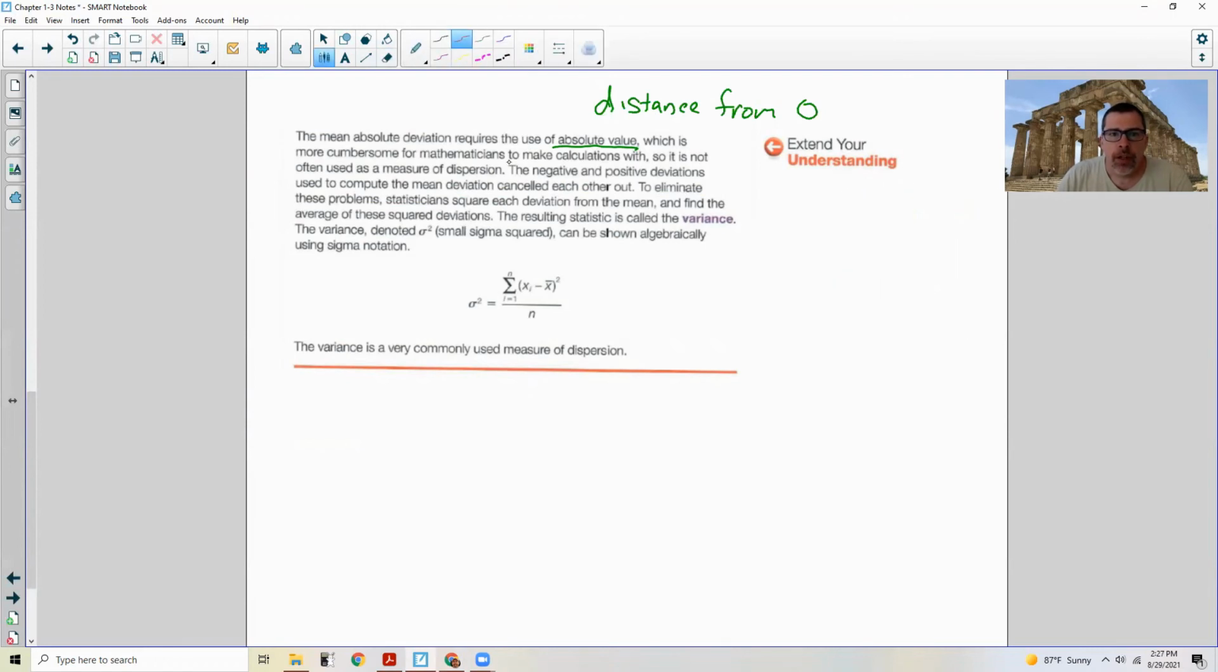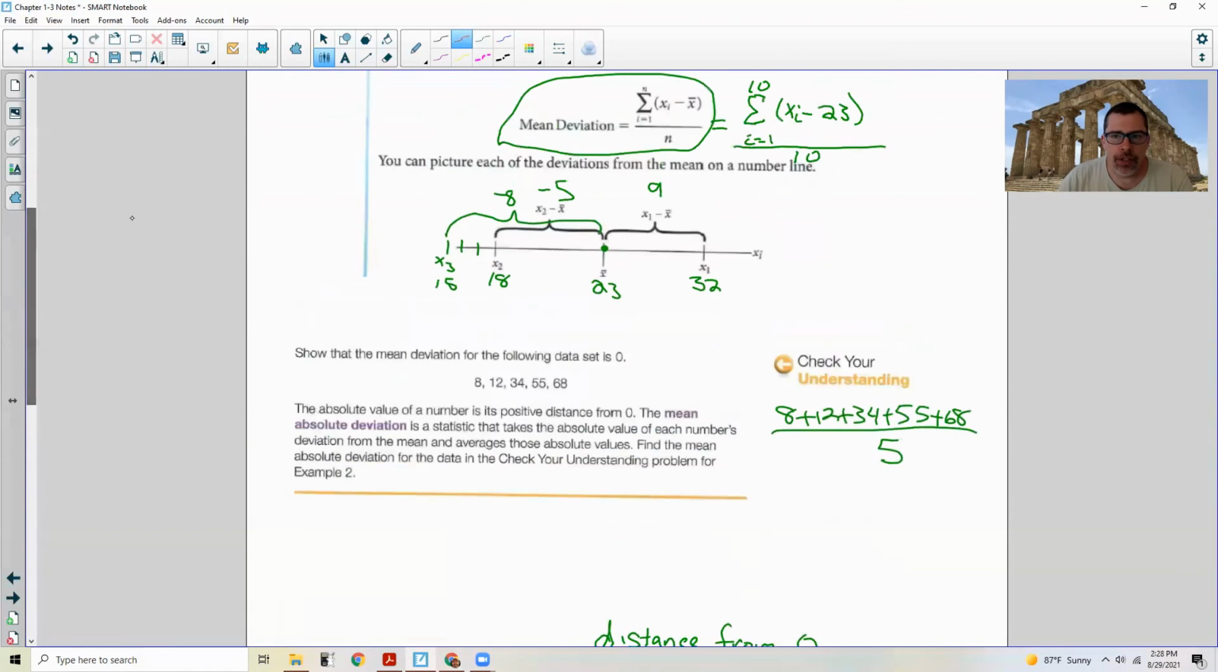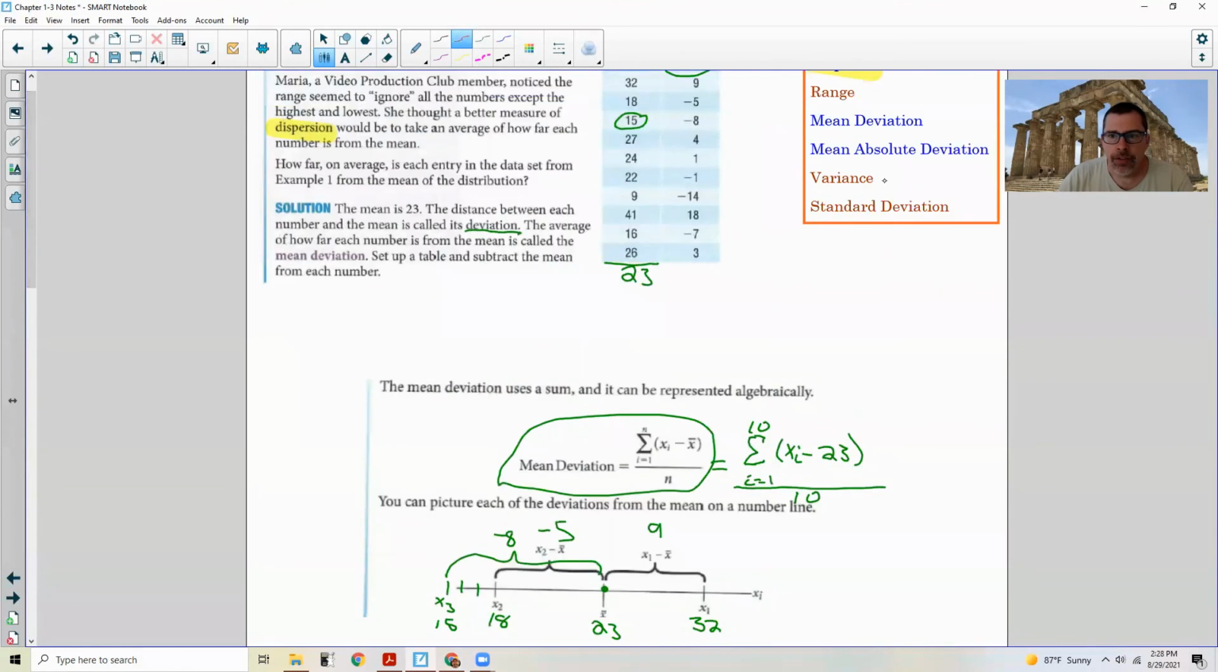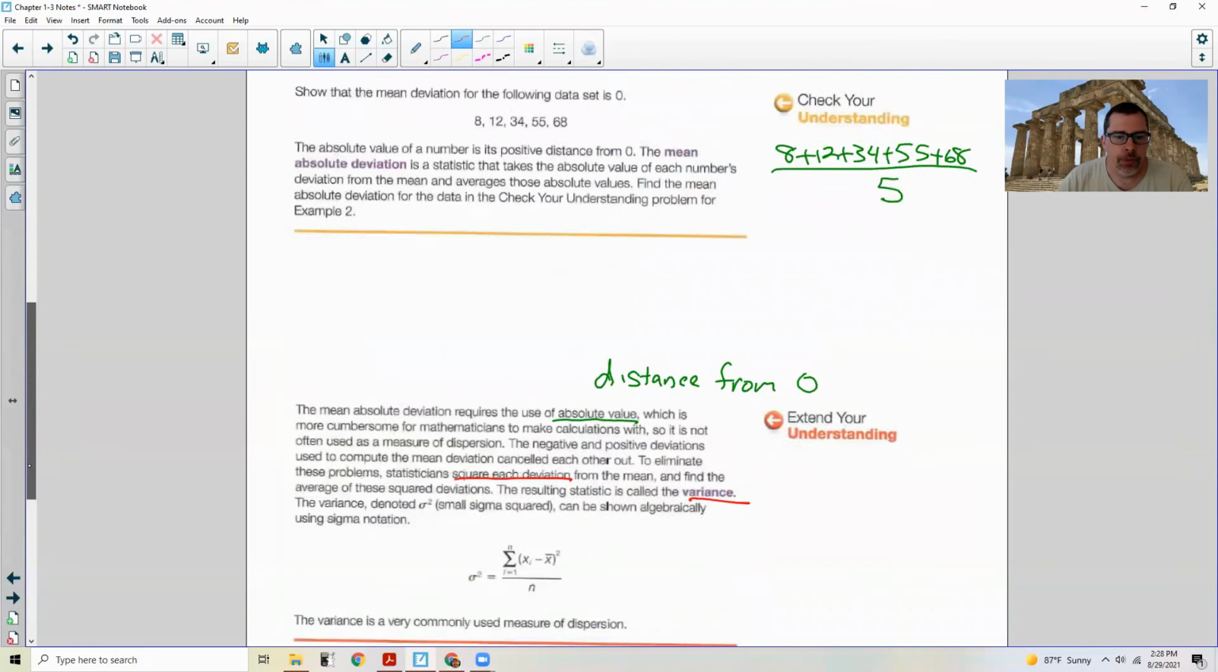All right. So the mean absolute deviation requires the use of the absolute value, which is more cumbersome for mathematicians to make calculations with. So it is not often used as a measure of dispersion. The negative and positive deviations used to compute the mean deviation canceled each other out. To eliminate these problems, statisticians square each deviation from the mean and find the average of these squared deviations. The resulting statistic is called the variance. Okay, and so that's our other definition from up here. Okay, variance. What is the variance?